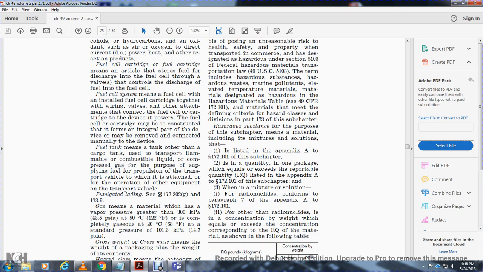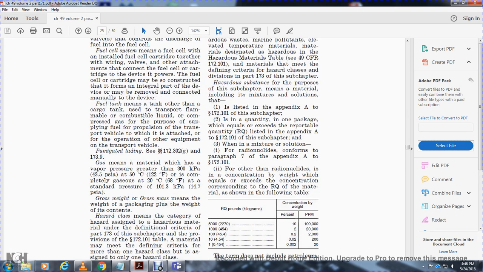Fumigated lading, see 173.302G and 173.9. Gas means a material that has a vapor pressure greater than 300 kilopascals or 43.5 psi at 122 degrees, or is completely gaseous at 68 degrees at the standard pressure of 14.7 psi.